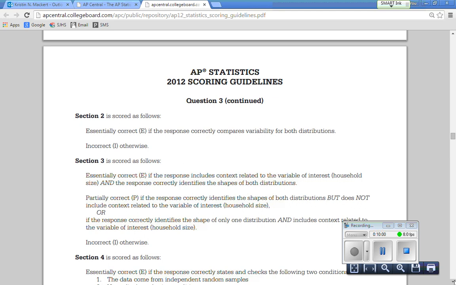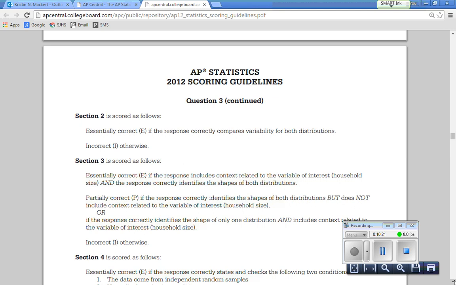Anyway, okay. It's essentially correct if it includes context related to the variable of interest. Did anyone just talk about the shape without saying the household size and didn't use the context? If you did that, it's a P for section 3.